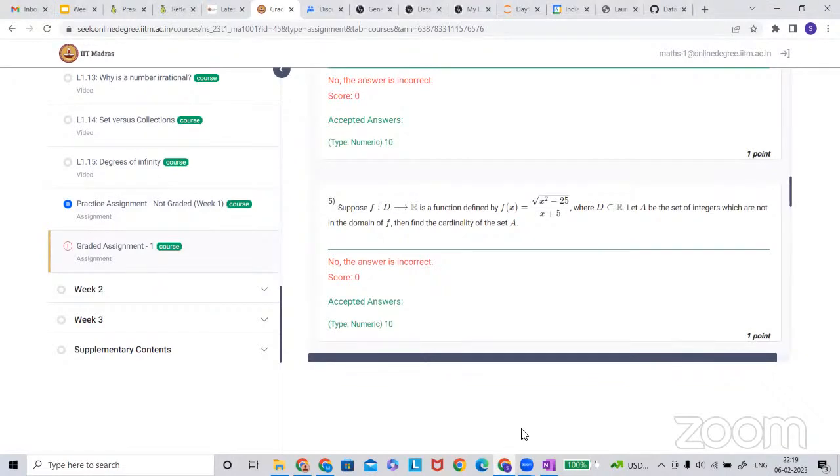So how is it done? I'm not getting the set A part. From -5 to +5, these are not allowed in this domain. There are two conditions we need to check. First is undefined, which is x plus 5 equals 0, and the second one is complex: x square minus 25, the square root, greater than 0.